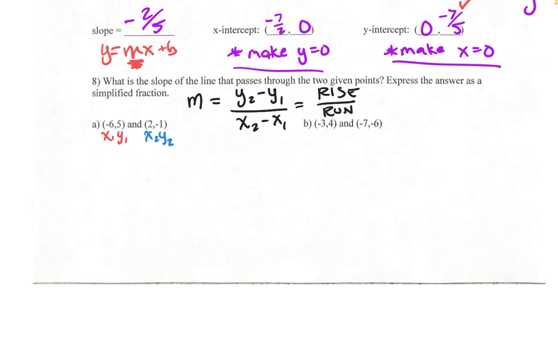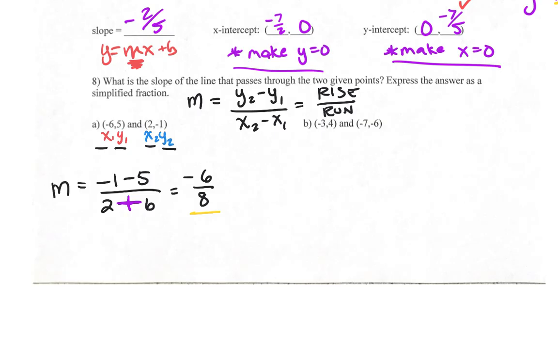And then when you plug them in the formula, you'll say m equals, and you just do y2 minus y1, so -1 minus 5. You'll do x2 minus x1, so 2 minus, be careful with your signs here, that's a -6. When you see those two negative signs right up against each other, make a big positive sign out of it. So this really says -1 minus 5, -6, and 2 plus 6, 8. So that's a good answer, but we could also reduce our fraction.